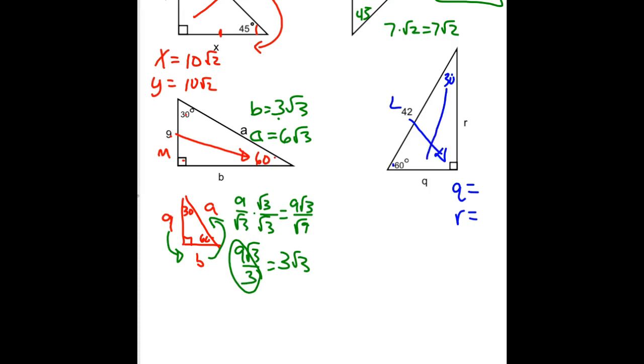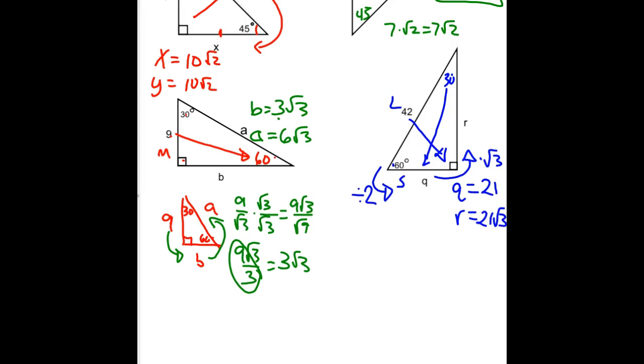Small is across from my 30. That's going to be down here at my q. To go from large to small, I divide by 2. So I'm going to take 42, divide that by 2, and I get 21. I do a similar process to get from q to r, except this time I want to get bigger, so I'm going to multiply, and the relationship here is square root 3. So I multiply by the square root of 3, and I just get 21 root 3.